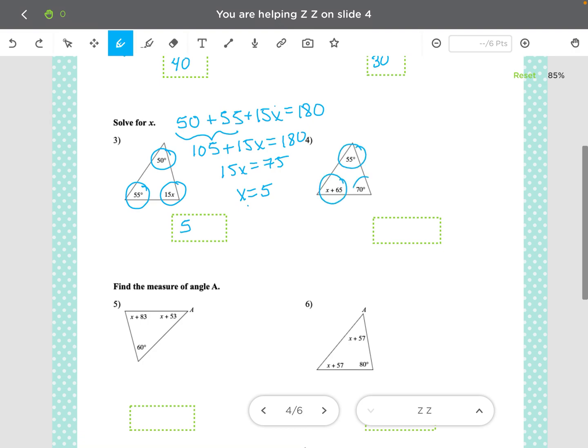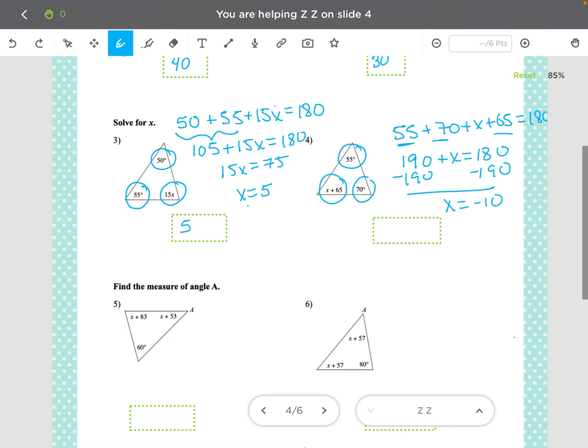Okay, same thing on the next one. So 55 plus 70 plus x plus 65 equals 180. Let's combine your like terms, so add up all the numbers. So 55 plus 70 plus 65. So that's going to give me 190 plus x equals 180. Subtract 190 from both sides, and you're going to get x equals negative 10.